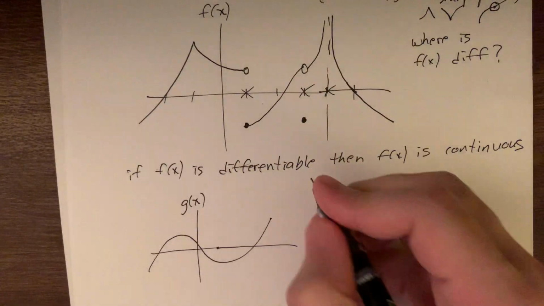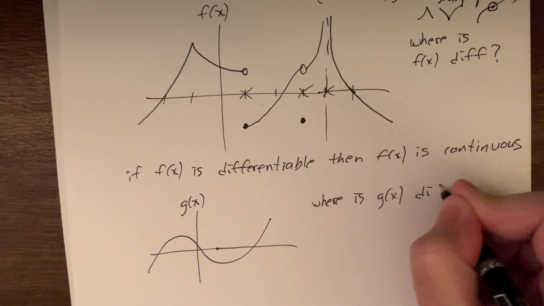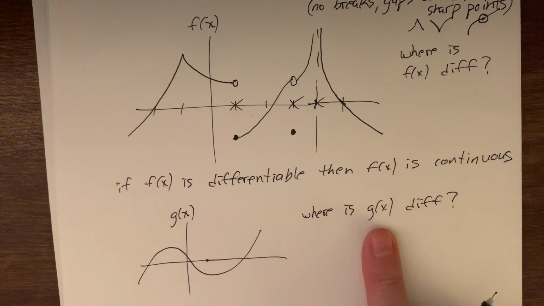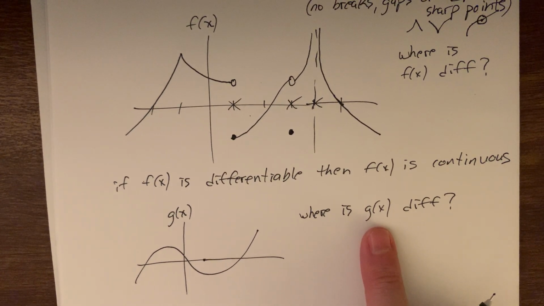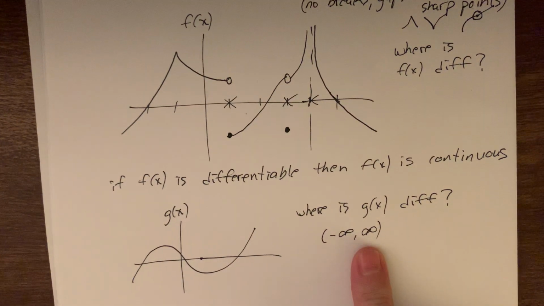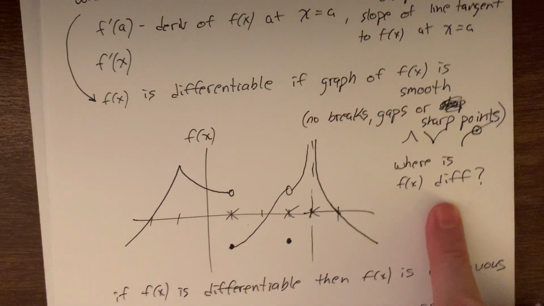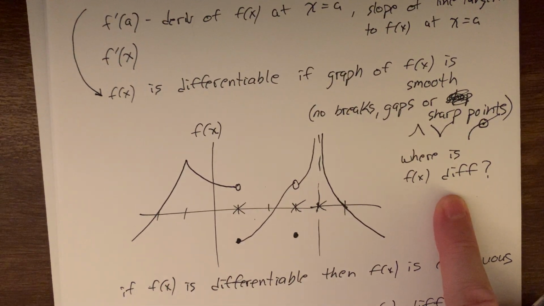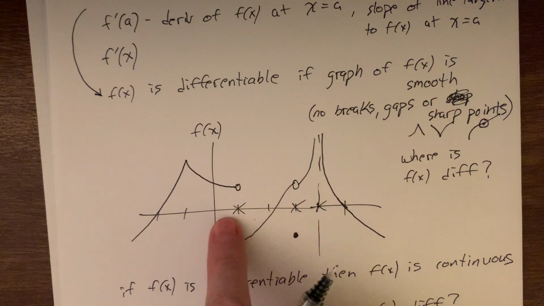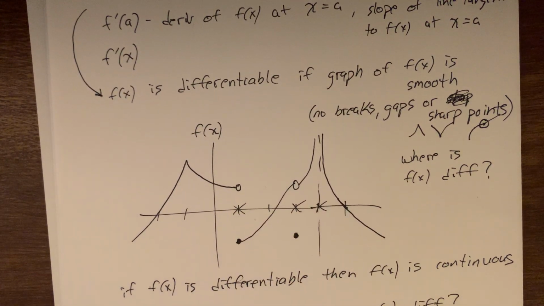If I asked, where is G differentiable? The answer is everywhere. There are no discontinuities, there are no sharp points, so there's nothing to throw out. This would be differentiable from negative to positive infinity. Come back up here. Well, where is this differentiable? We threw out these spots. These are not differentiable. Again, you can't draw a tangent line at any of these spots.